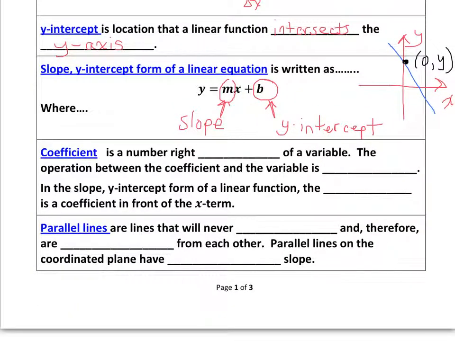Let's review the word coefficient. That is actually my dog Daisy barking right now. Somebody must be walking down the street upsetting her.